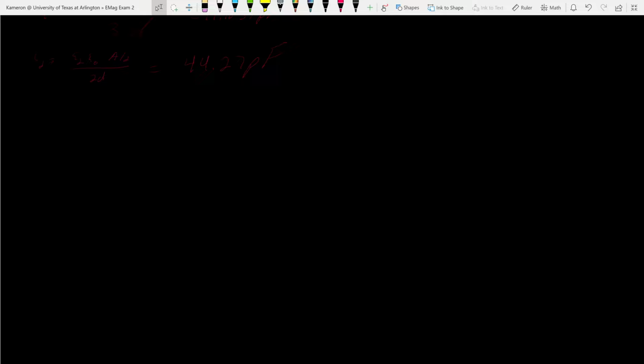And again, C3 equals E3, E0 times area divided by 2, divided by D, which is equal to 132.81 picofarads.